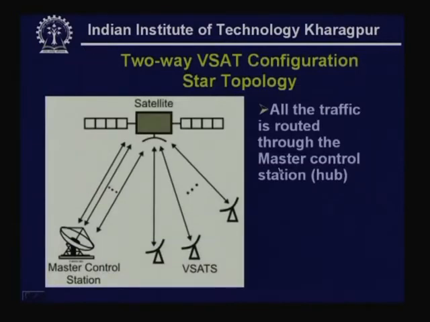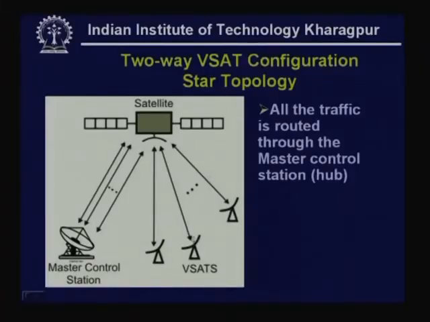Now let us look at the two way VSAT configuration. In this two way VSAT configuration, all the traffic is routed through the master control hub. Actually, the VSAT antennas are small in size, and also the power of transmission is small. So because of low gain antennas and small power that is being used in VSATs, direct communication between two VSATs is not possible. So a master control station is being used, which is also known as hub.